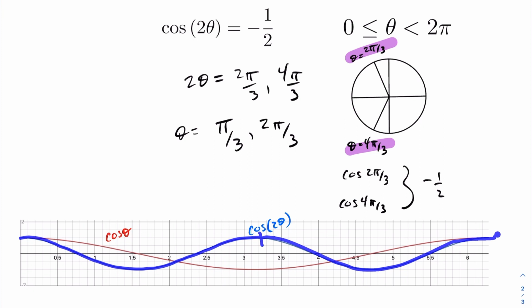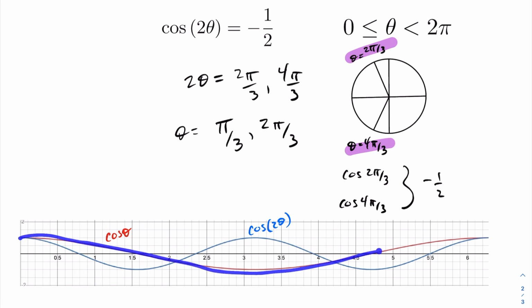So you can see the cos of 2 theta, in a span of 0, which starts here, all the way up to 2 pi, will complete its cycle twice, whereas the cos of theta requires a period of 2 pi, starting here, continuing all the way up until we hit 2 pi to complete one of its cycles.